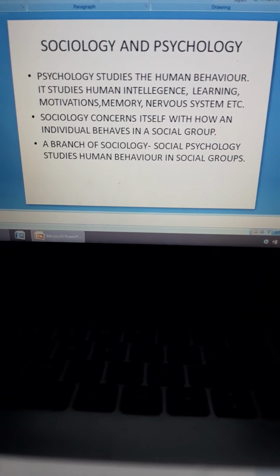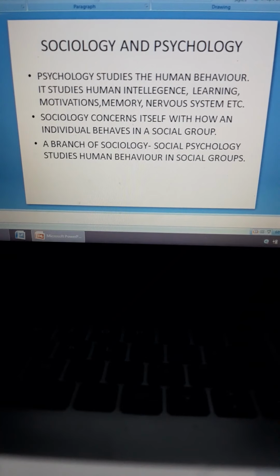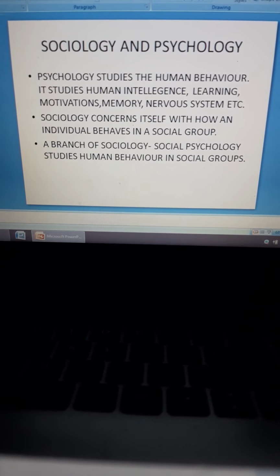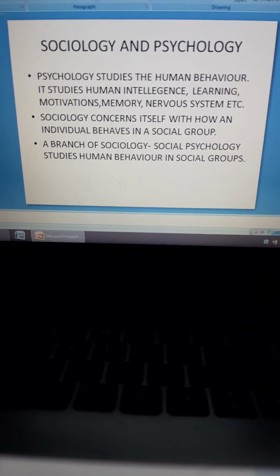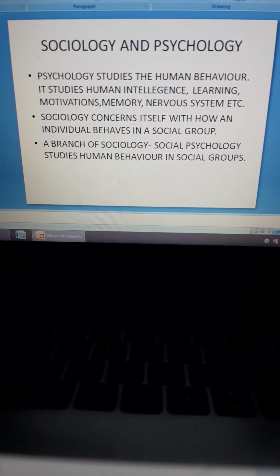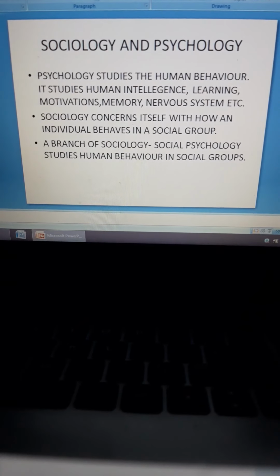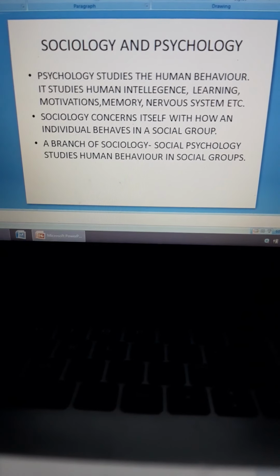The next one is sociology and psychology. Psychology studies human behavior. It studies human intelligence, learning, motivation, memory, nervous system, etc. It studies the mental state of a person. Sociology concerns itself with how an individual behaves in a social group. So as psychology studies individual behavior, sociology studies the same individual behavior but in a social setting, in a group setting.